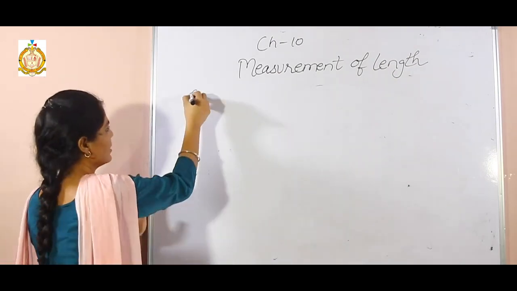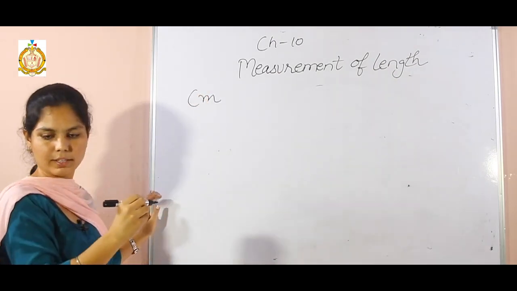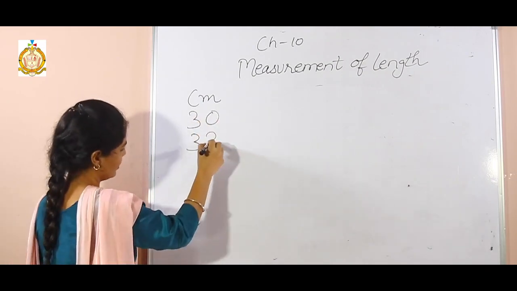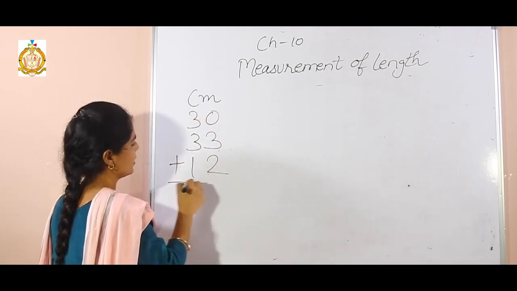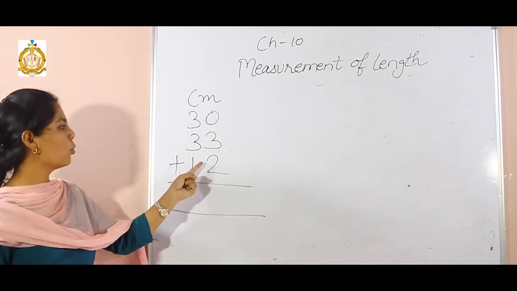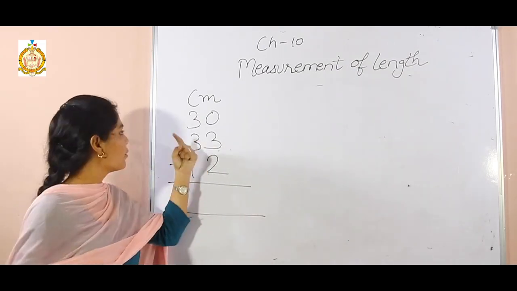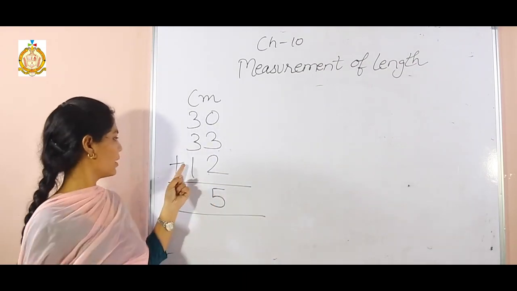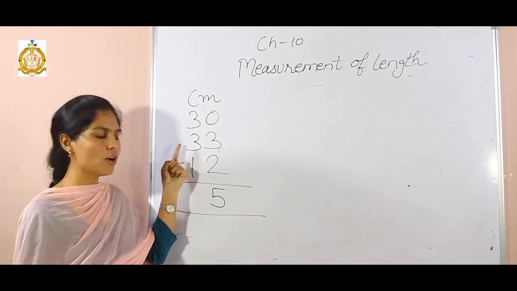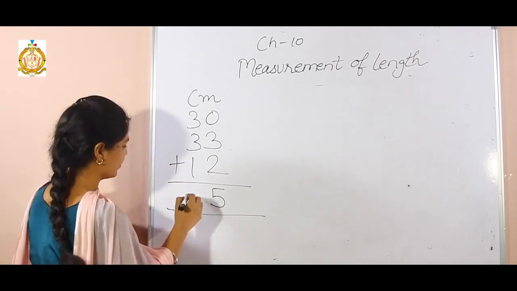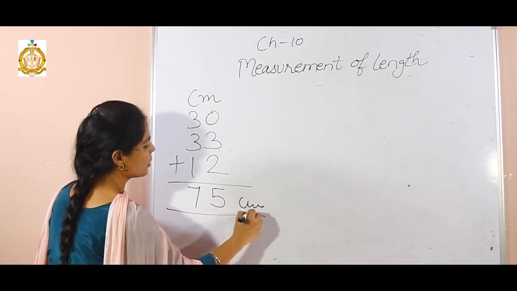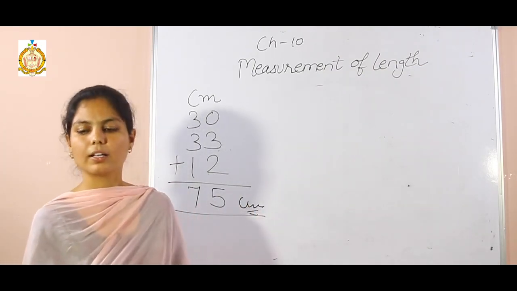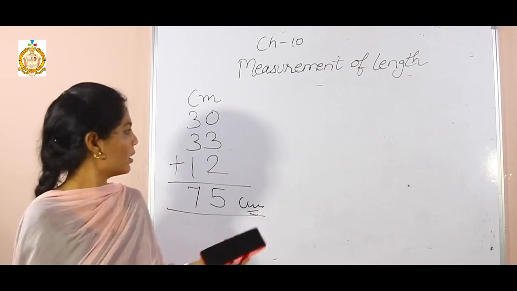Next is centimeter. The first is 30 centimeter, 33 centimeter and 12 centimeter. Now add 2 plus 3, 5. 5 plus 0, 5, right? 5 here. 1 plus 3, 4, 4 plus 3, 7. So it becomes 75 centimeters. So you can solve your exercise 10.1.